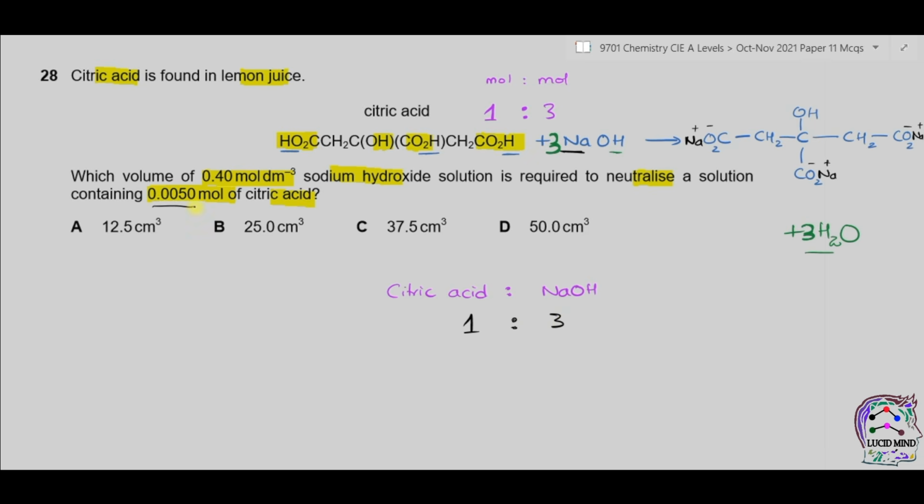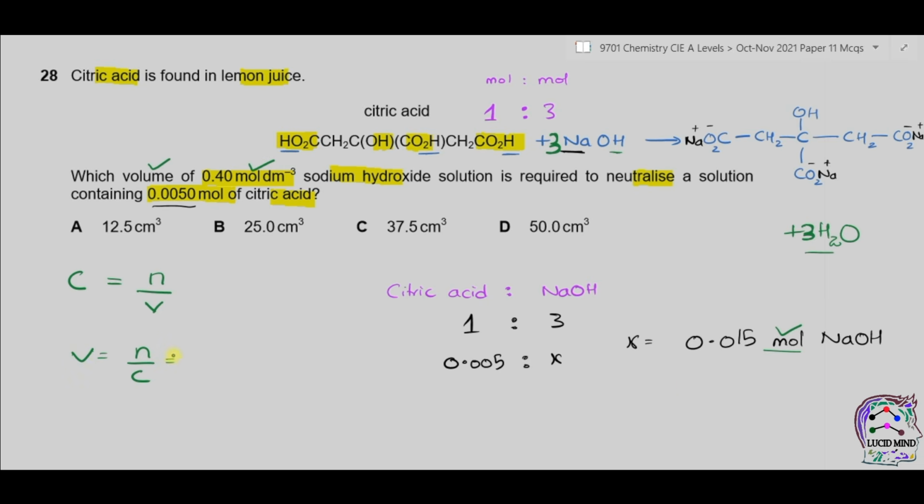So for 0.005 moles of citric acid, X moles of sodium hydroxide will be required. By cross multiplying, we can find the value of X. It is 0.015 moles of sodium hydroxide. Now we have moles of sodium hydroxide according to the formula of concentration. Concentration is equal to number of moles divided by volume in decimeter cube. We have concentration of sodium hydroxide, we have moles of sodium hydroxide. Now we can find the volume. Rearranging this equation, volume is equal to number of moles divided by concentration.